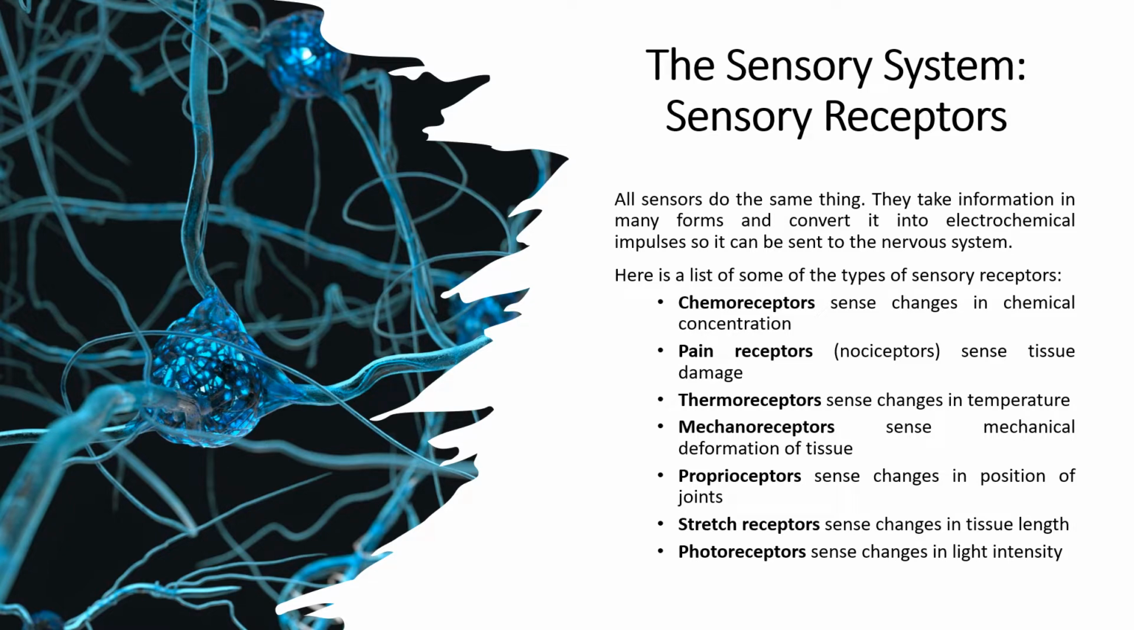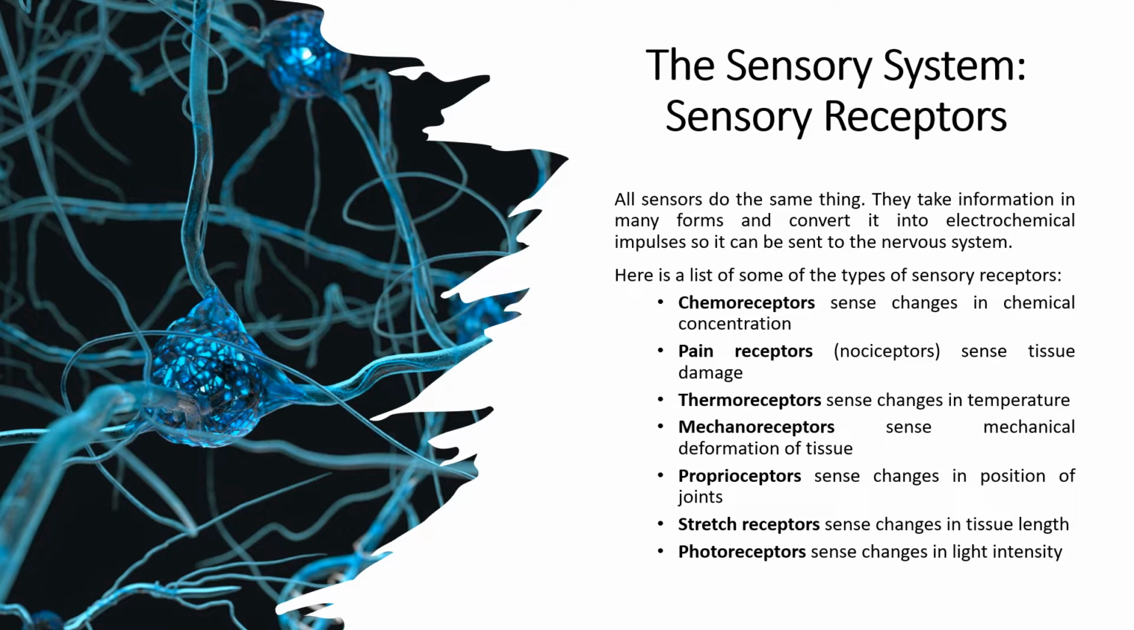We have the chemoreceptors, which sense changes in chemical concentration. We have pain receptors, the nociceptors, which sense tissue damage. We have thermoreceptors, which sense changes in temperature. We have the mechanoreceptors, which sense mechanical deformation of tissue.